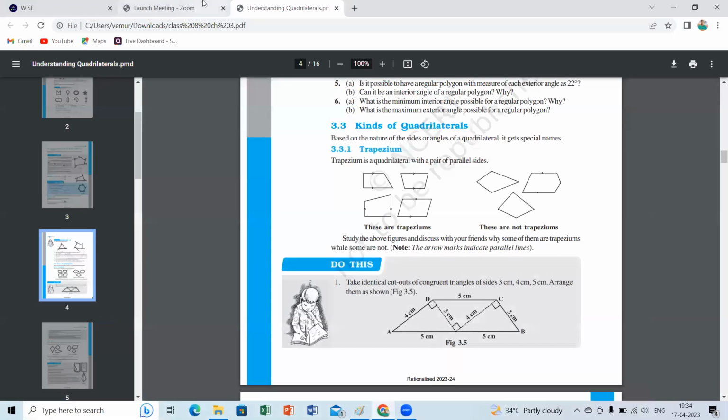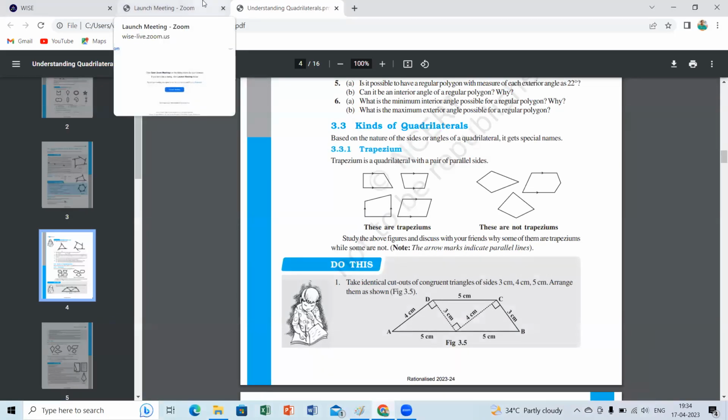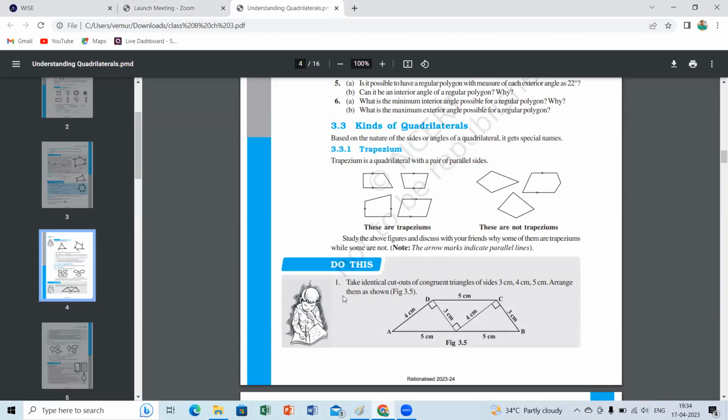Now coming to the trapezium, only one pair of parallel lines we can see in a trapezium. That is the only unique point to recognize it, unlike a parallelogram. Like that we can identify easily using the property of one pair of parallel sides. Now there is an activity you can see here.